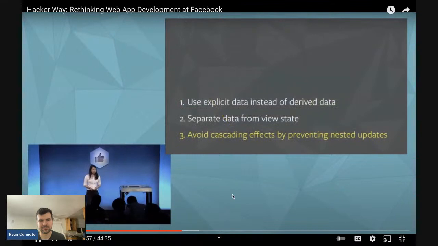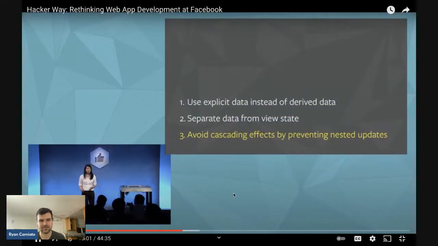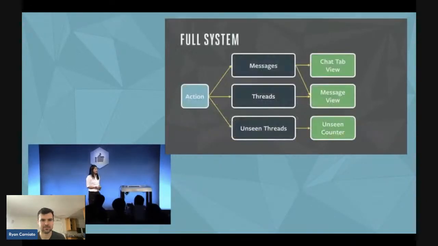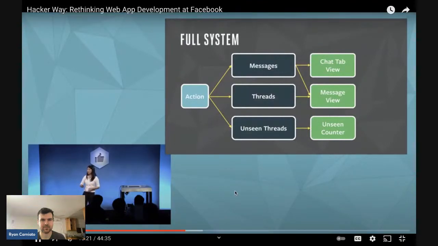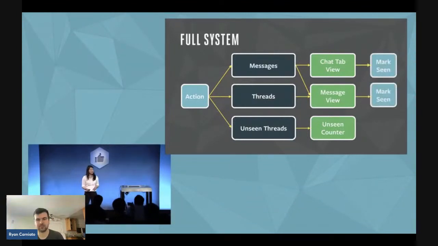The biggest difference between Flux and MVC is that we want to avoid cascading effects by preventing nested updates. So what does that mean? Well, if we look at our system, it means we want to let the data layer completely finish processing before we trigger any additional actions. In this case, the actions come in, the messages, threads, and unseen threads stores finish processing that, tell the views to update, and only then can the views say, I want to mark something as seen, and that goes back in through the system.